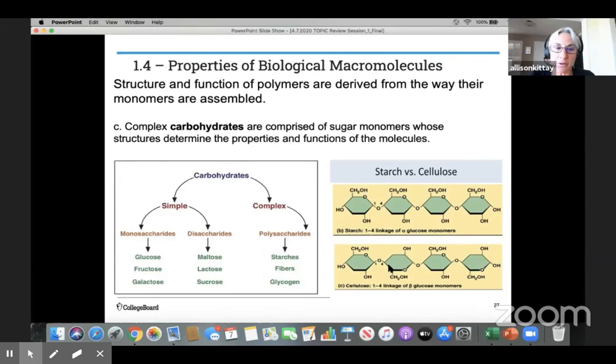So let's take a look at some carbohydrates and see how their structure and function is derived from the way that they're assembled. So again, just to kind of give you a flow chart, over here we've got our group, which is the carbohydrates. They can be either simple or complex, and you might know this from your own diet. If you eat simple carbs, you're going to get readily available energy, and that comes from your monosaccharides, which are glucose, fructose, and galactose. And disaccharides are kind of the way that they're transported around your body or a plant body. It's how the organism kind of moves their sugars from one place to another. And there's maltose, lactose, and sucrose.